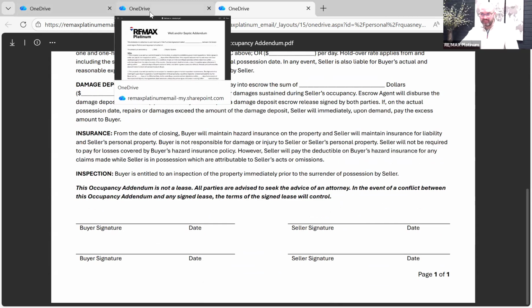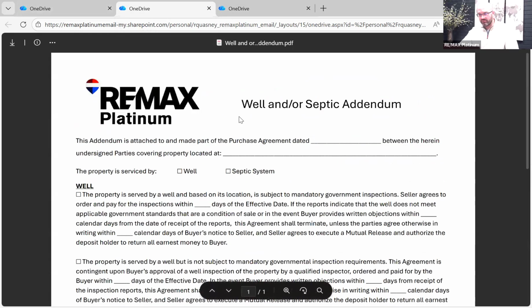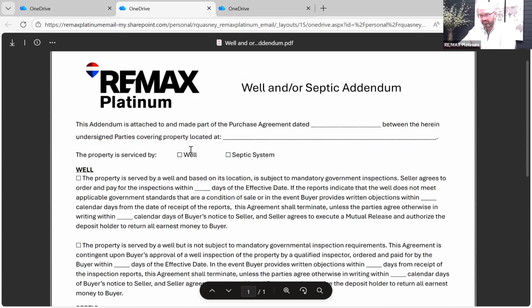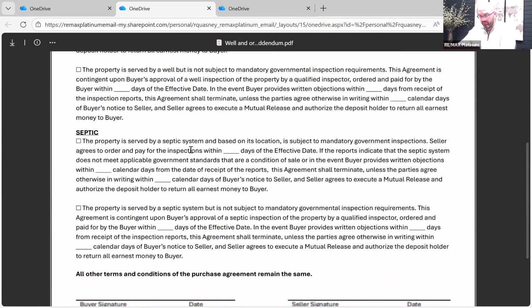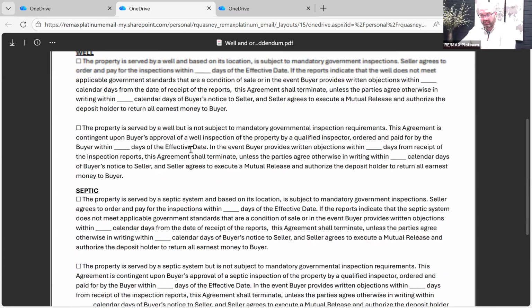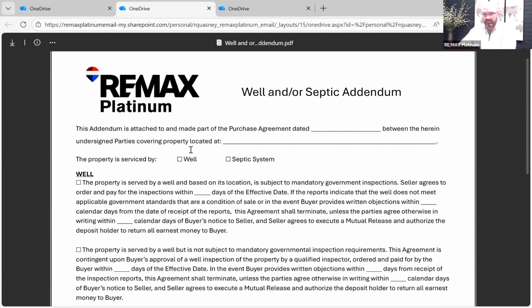And then we can go into another one that is brand new for us, I believe. I don't believe we ever were using this before, because this was always kind of part of the purchase agreement included in the normal inspections. But here we have a well and or septic addendum that I think will be used quite often whenever it's not on public city water. So this addendum is attached to and made part of the purchase agreement dated.